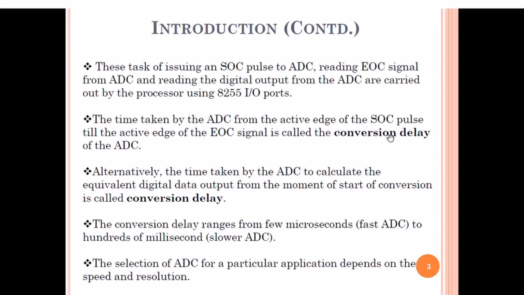So what is conversion delay? Conversion delay of any ADC means whenever the SOC pulse starts, like it is 0, then it is 1, and then again 0. So from the active edge of the SOC pulse till the active edge of the EOC signal, which is also another pulse like 0, 1, 0, from that active edge of 1 till that active edge of 1, that is the conversion delay.